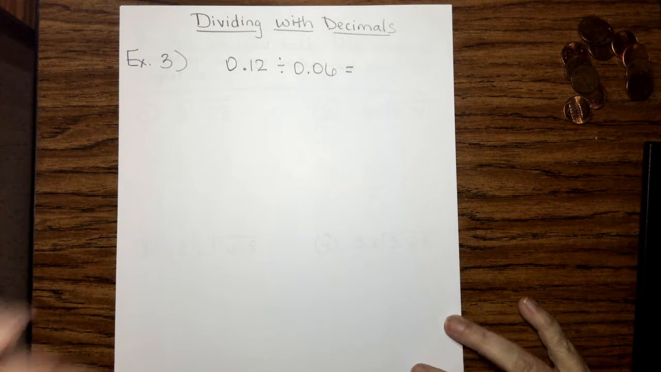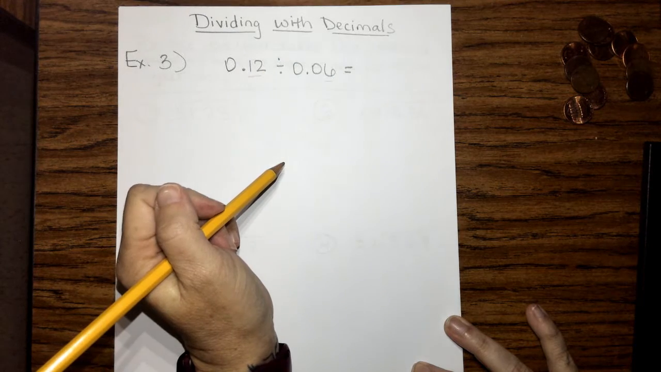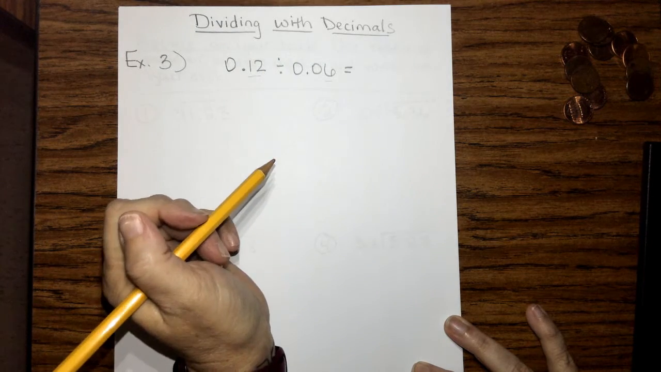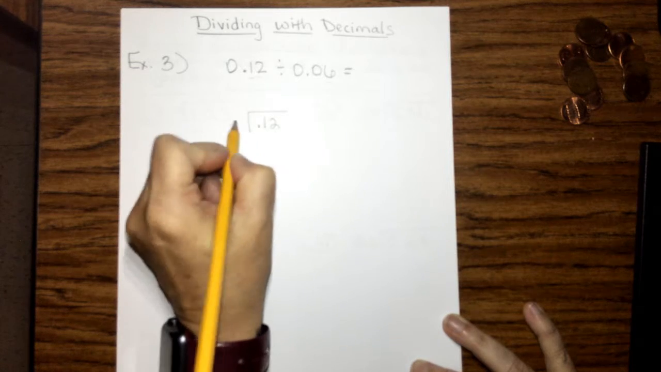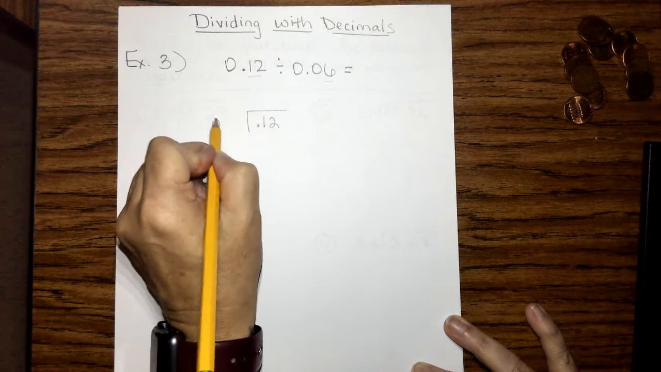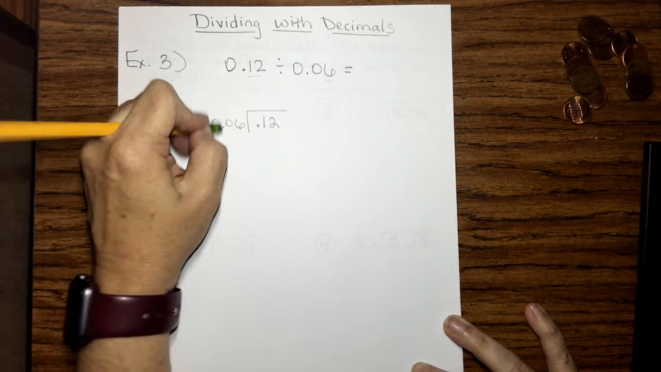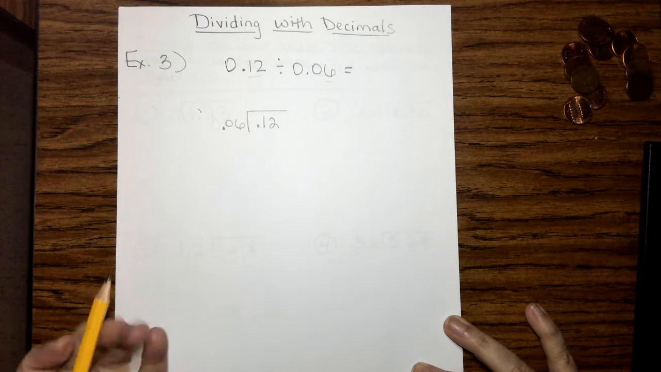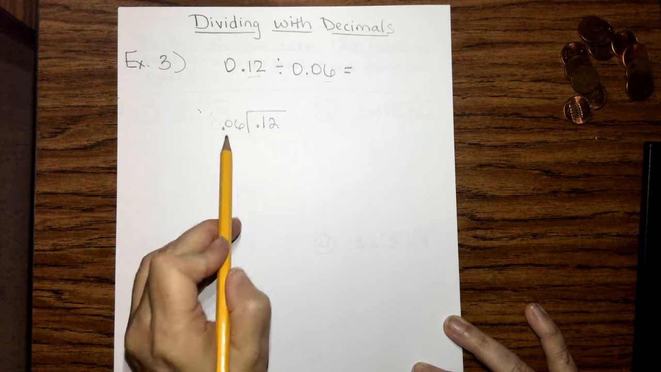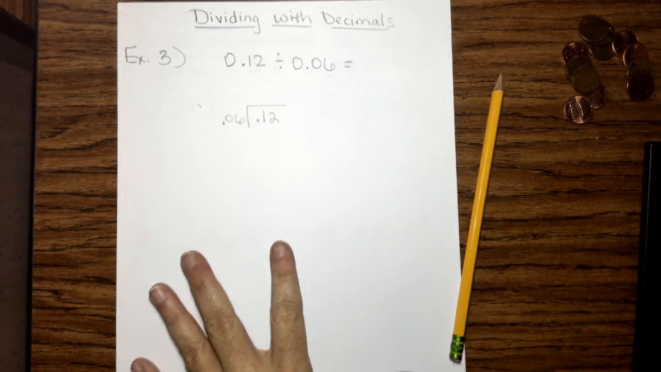So what happens when we divide and both of our numbers are decimals? So let me show you how this looks. So we put 0.12 or 12 hundredths in the box because it's our dividend, and then our divisor is 0.06. We can leave off that 0 to help us out. So what we're really doing is saying I have 12 hundredths and I'm splitting it up into groups of 6 hundredths. So let me use pennies and I'll show you what that looks like.